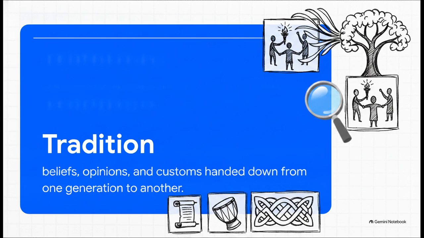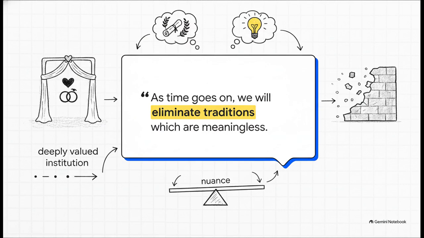That could be a special holiday meal shared with family or a centuries-old law that governs an entire nation. Using that rule of 3 context method from the book, notice how tradition is framed here. It's shown both as a deeply valued institution and as something we might actually eventually outgrow. This brilliantly illustrates how the source text teaches nuance.